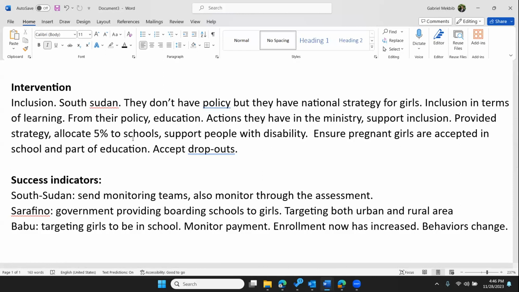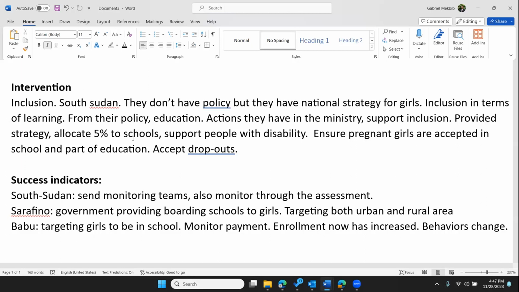The other success indicator is the monitoring teams in the state. We have what we call the education transfer monitoring teams, and they also monitor the projects. And those monitoring teams monitor some indicators that are indicating the success of the project in the state and in school as well.